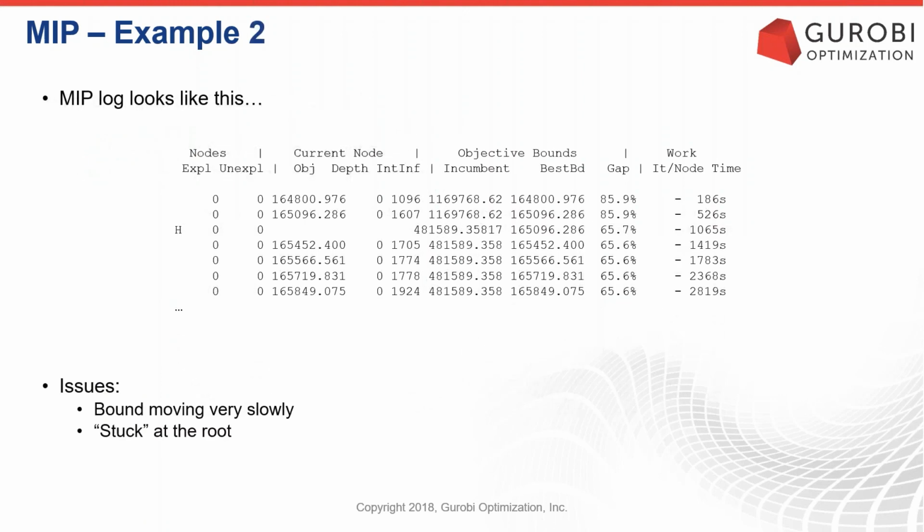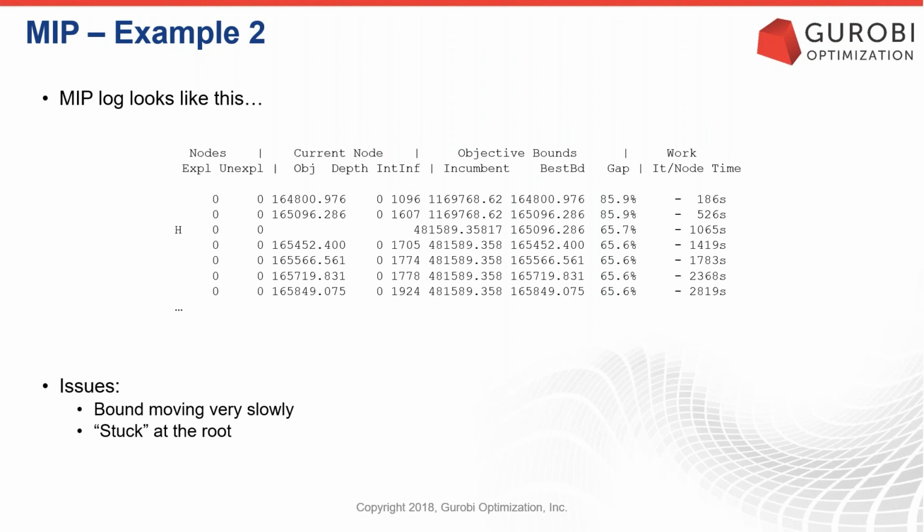So here's another example. What do we see here? We are in the root node. So 0 explored and 0 unexplored nodes, and we find a feasible solution, but it takes 100 seconds, 500 seconds, 1,000 seconds. So we spend many minutes at the same point in the root node, and the bound is moving very slowly. So it looks like we are really stuck at the root node.